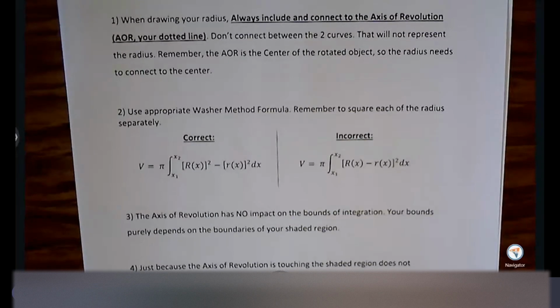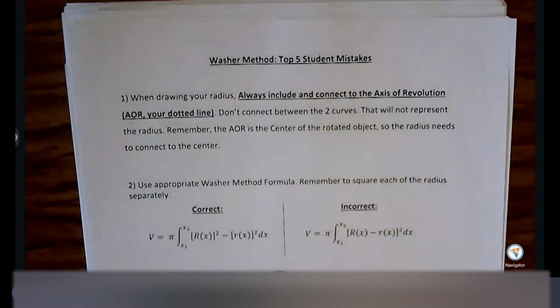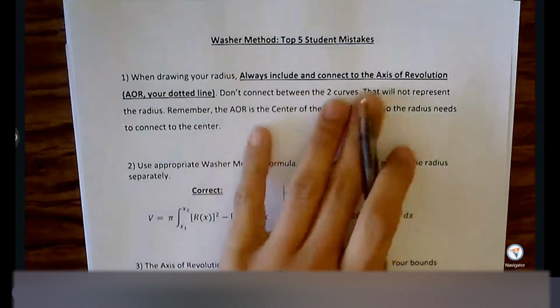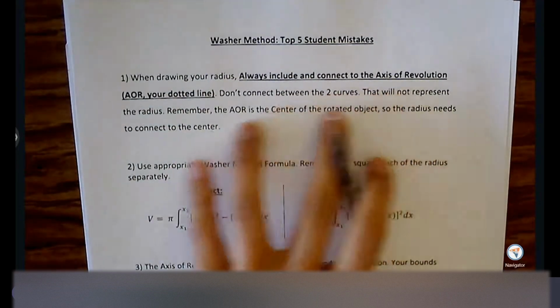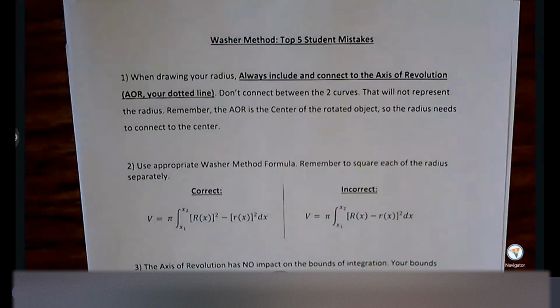When you're drawing your radius, this is especially for washer method, just because there's that additional complexity of working with that second radius. You've got to subtract out the hole, and there are just more ways to make mistakes when there are more things going on. So when drawing your radius, always include and always connect to the axis of revolution. I think the tendency is sometimes students want to just connect that distance between the two curves because that's what we experience with area. That's what we experience with disk method, but not for washer method.